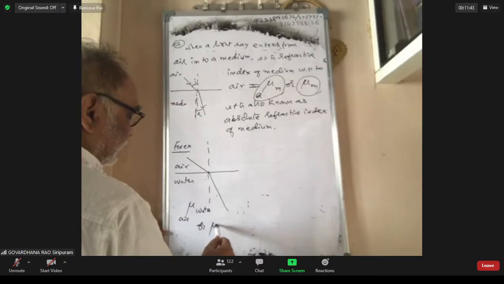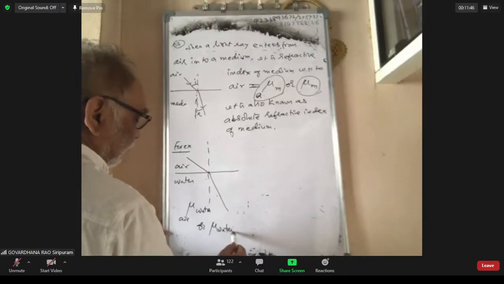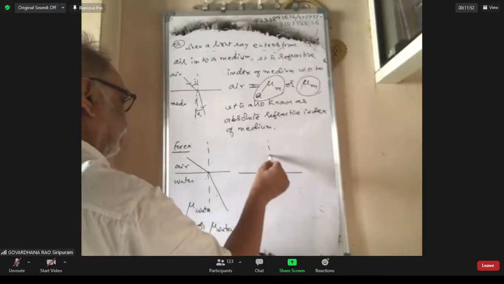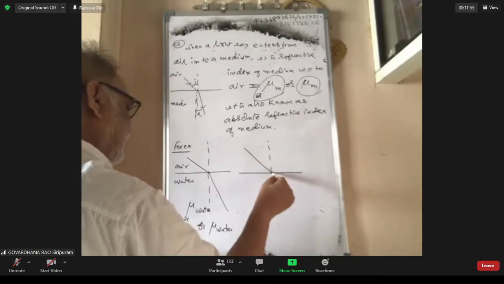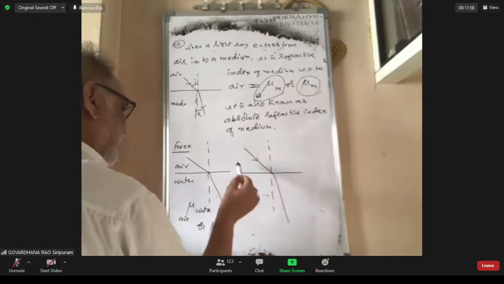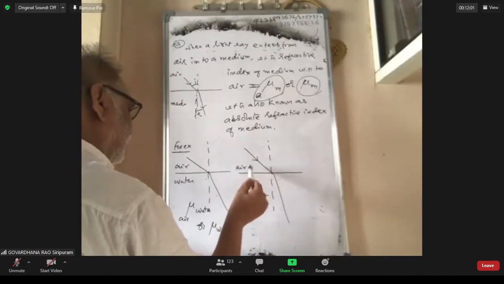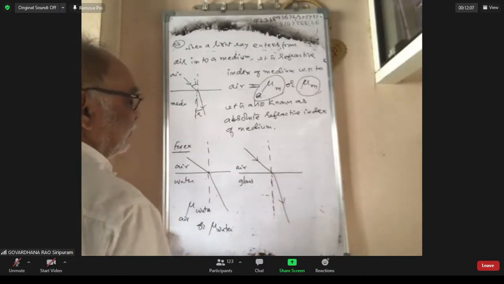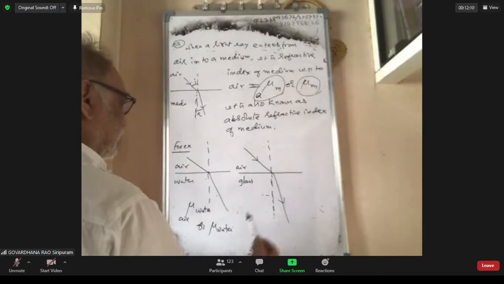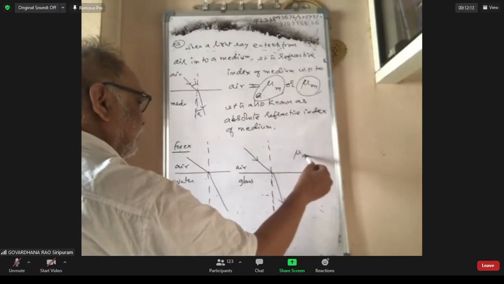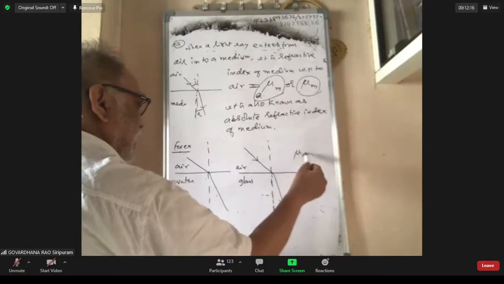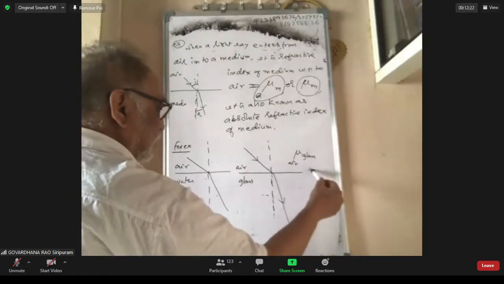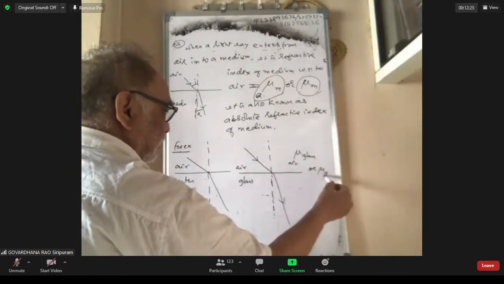Or refractive index of water. This ray is coming from air into glass. That means refractive index of glass, glass with respect to air. This can simply be written as mu glass.